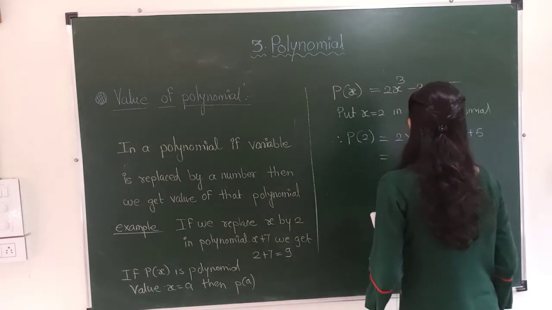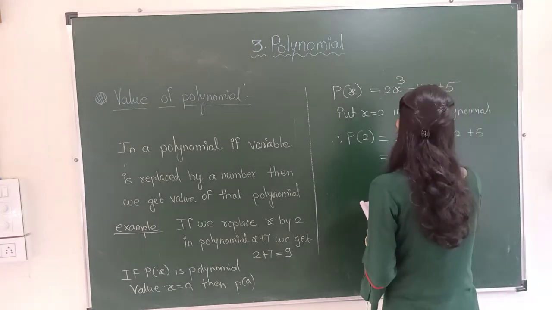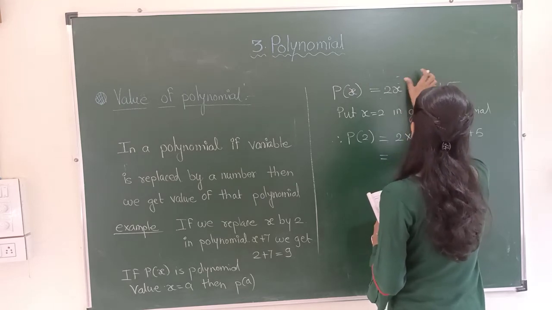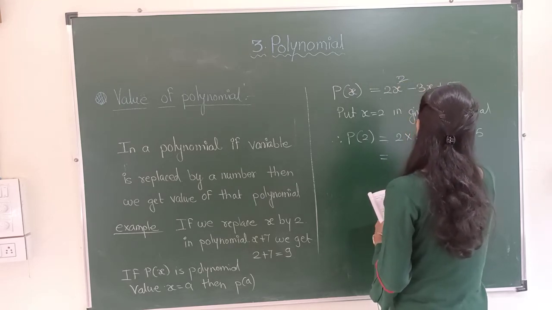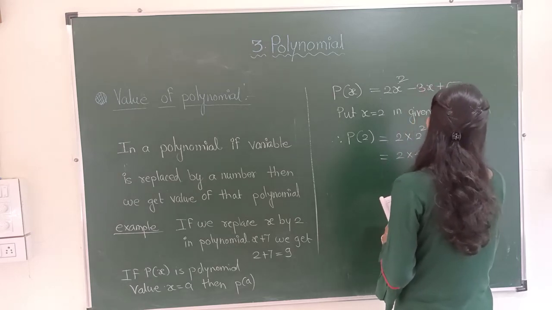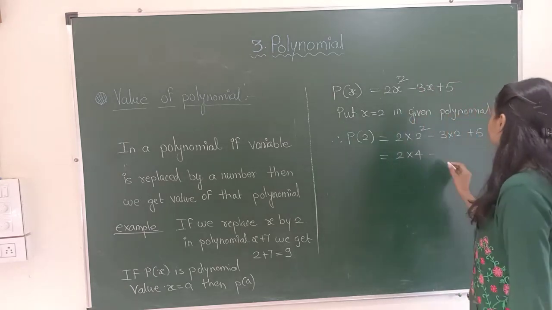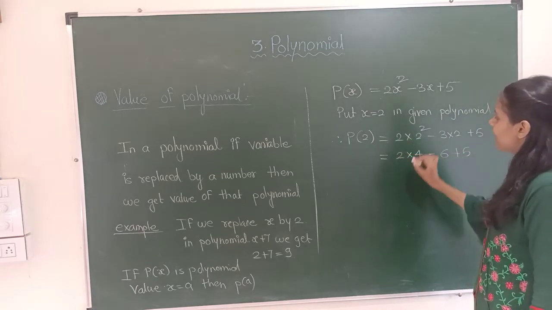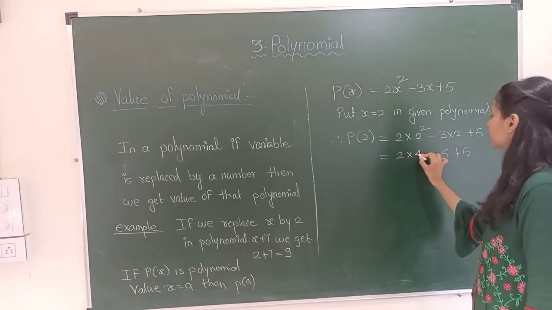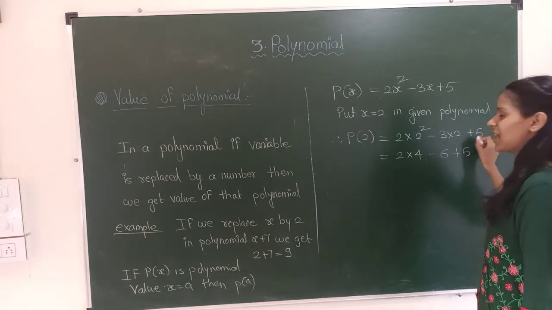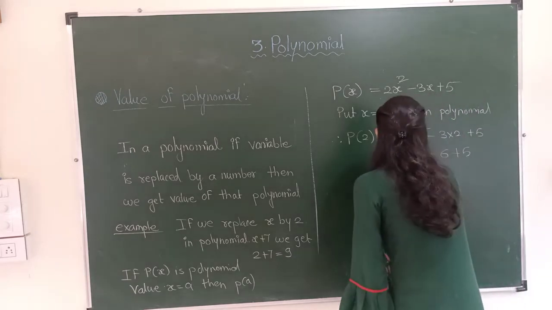Sorry, here is not cube, here is square. So 2 into 2 raised to the square, square of 2 is 4, minus 3 into 2 is 6, plus 5. Okay, 2 is as it is, square of 2 is 4, so 2 into 4 minus 3 into 2 is 6, so minus 6 and plus 5 as it is. Further we will solve it.